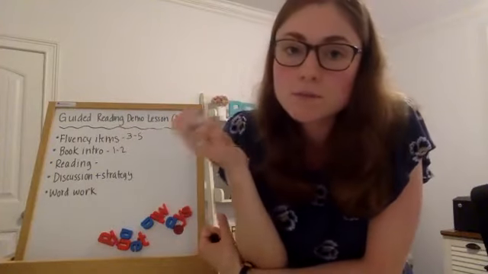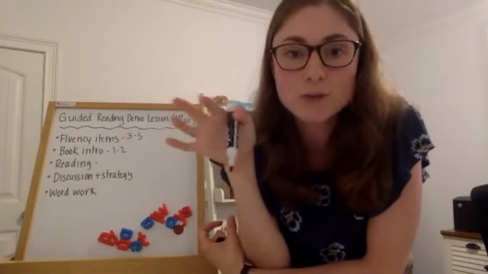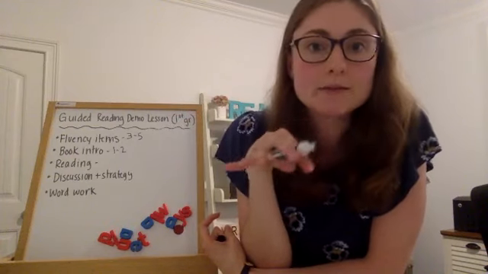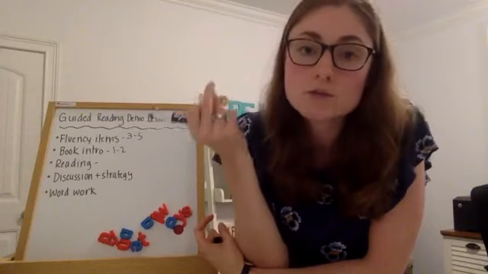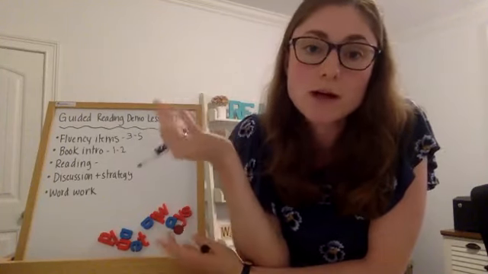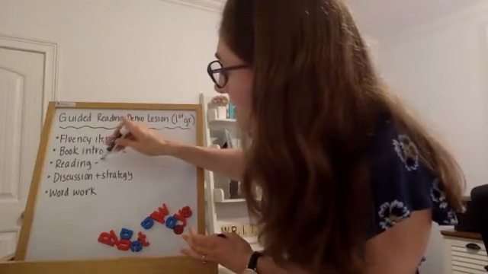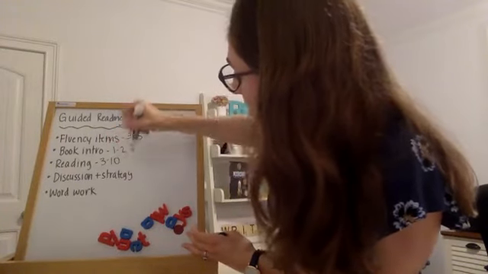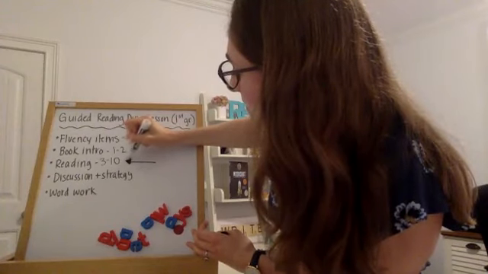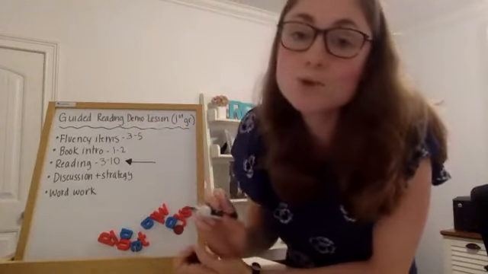Reading is going to be between 3 and 10 minutes, and such a big range is because if you're working with the little friends who are reading level A, very simple, they get through those texts very fast. If you're working with the older readers who are reading more complex texts, it might be 10 minutes that you're spending on reading. This is the most important part of the lesson. This is why you're here. So if possible, that should take up the most time.